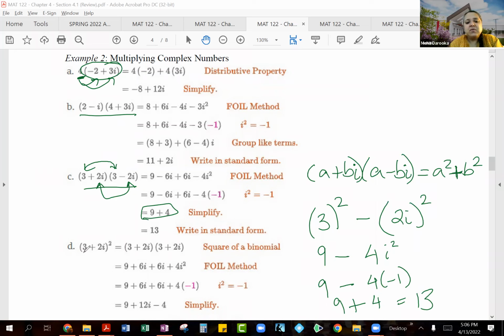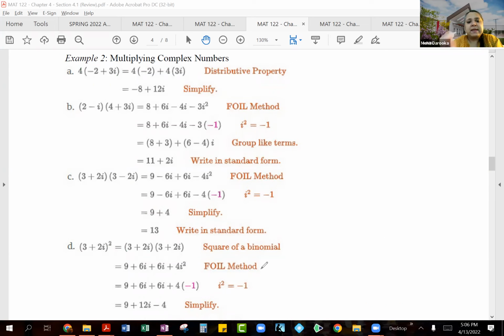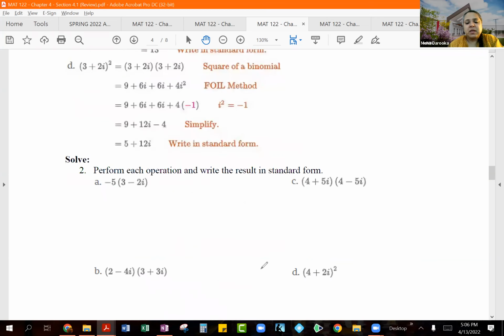Now, the last one over here, you're actually multiplying the same number by itself, right? Because you have that to the second power. So you write it out twice and then again go back and use the FOIL method to come up with the answer. So that's how these examples are working out.